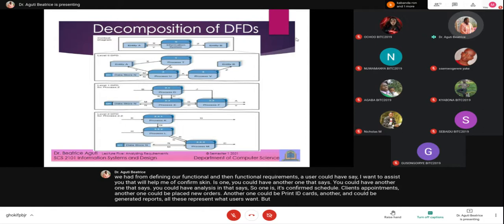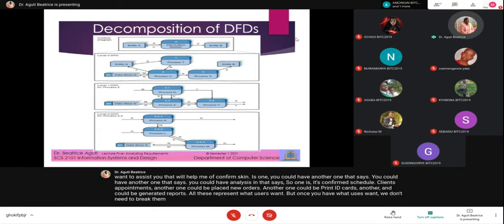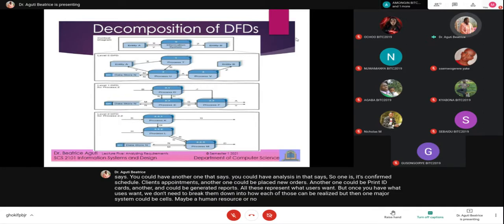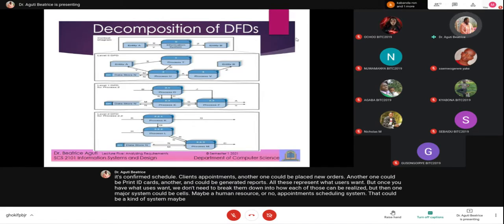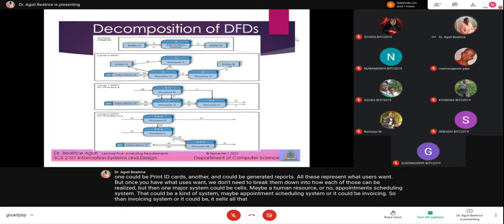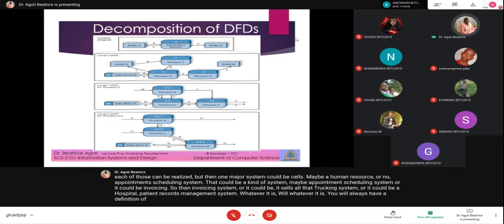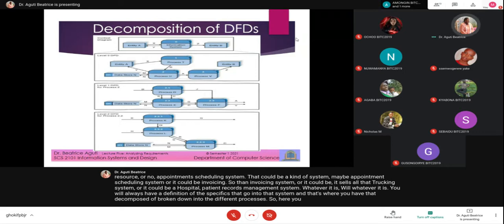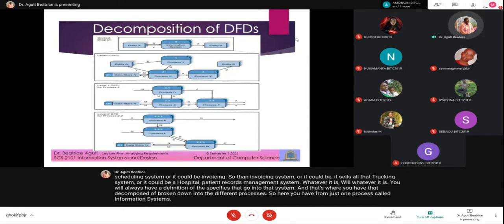But once you have what users want, you now need to break them down into how each of those can be realized. But then one major system could be sales, maybe human resource, or an appointment scheduling system. It could be a sales and invoicing system, or a sales order tracking system, or a hospital patient records management system. Whatever it is, you will always have a definition of the specifics that go into that system. And that's where you have that decomposed or broken down into the different processes. So here you have from just one process called information systems, you now have process T, process U, process V, three of them.